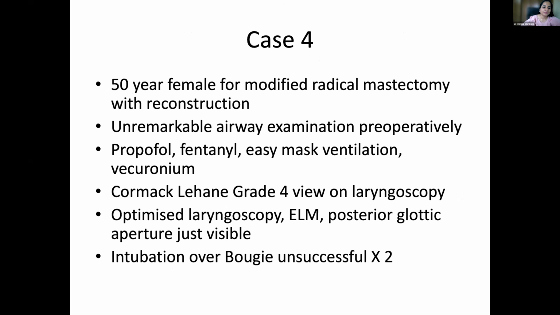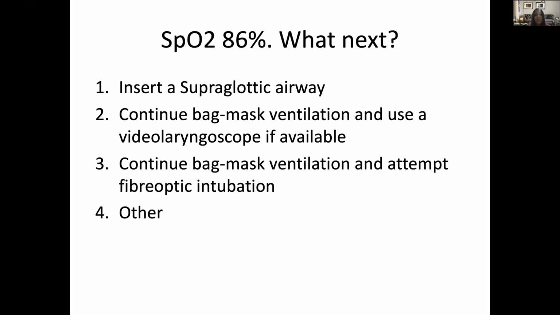So, a 50-year-old female, this is a radical mastectomy, unremarkable airway preoperatively. Propofol was given, fentanyl was given, mask ventilation is easy. Rocuronium is given, and it's totally unanticipated: Cormack-Lehane grade 4 view on laryngoscopy. They tried to optimize the laryngoscopy, external laryngeal manipulation was given, but the posterior glottic aperture is just visible. Intubation with a bougie was tried, but that was also unsuccessful. The saturation is now dropping to 86. So this is completely unanticipated.